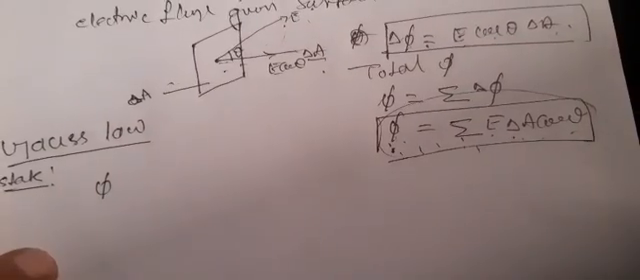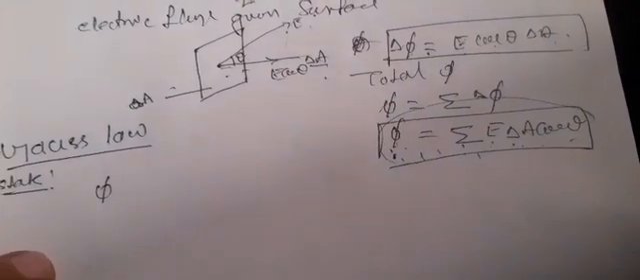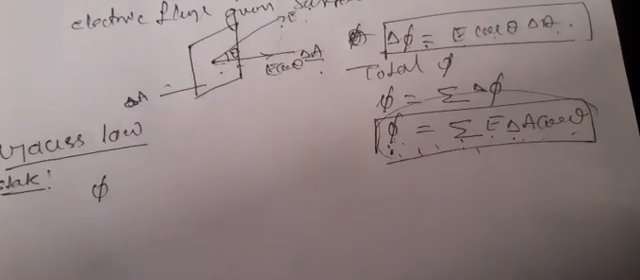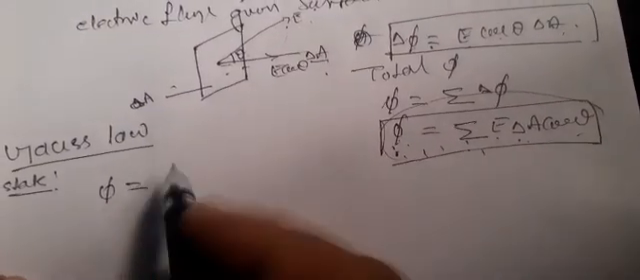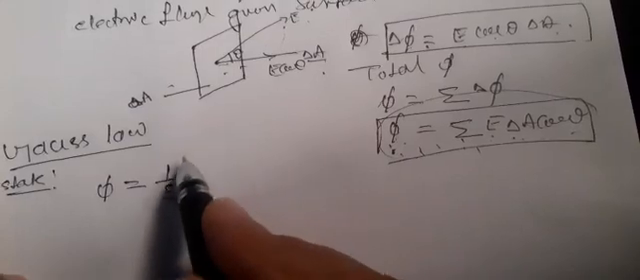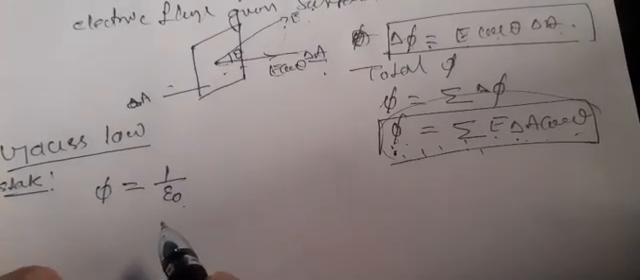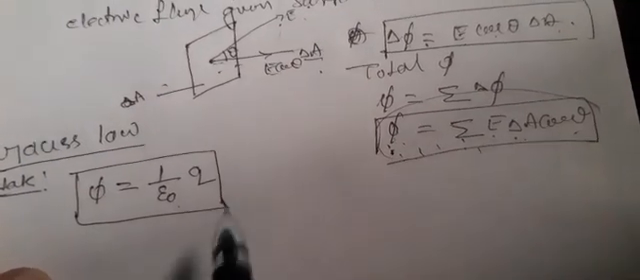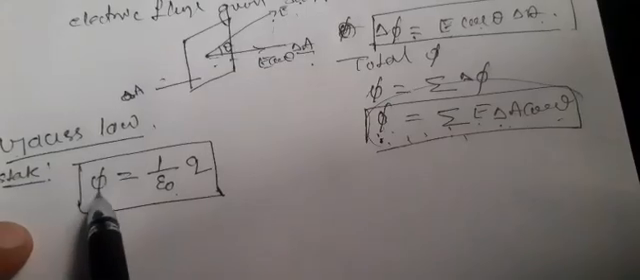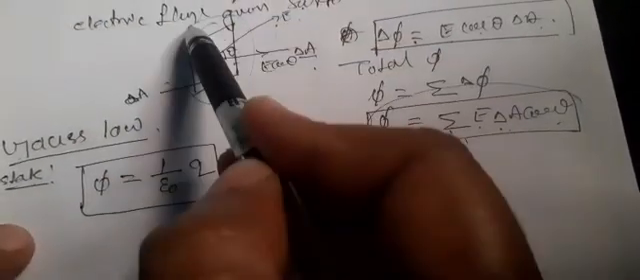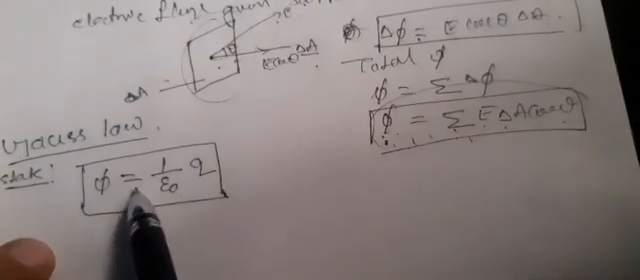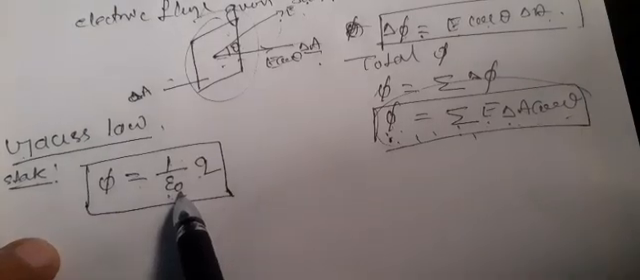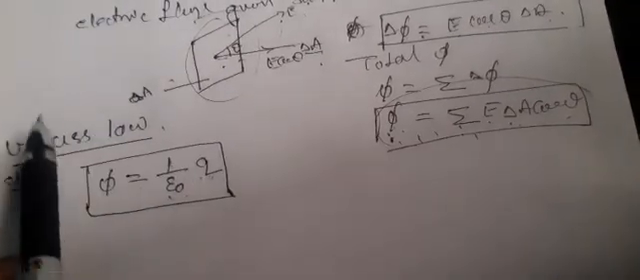Phi is the total electric flux through a closed surface. According to Gauss law, the total electric flux through a closed surface in free space is equal to 1 by epsilon naught times the total charge. That is the statement of Gauss law.